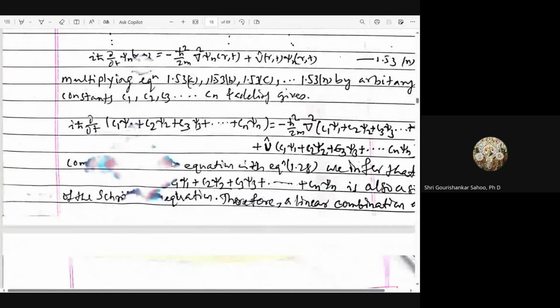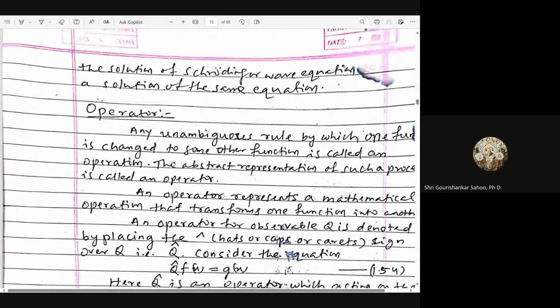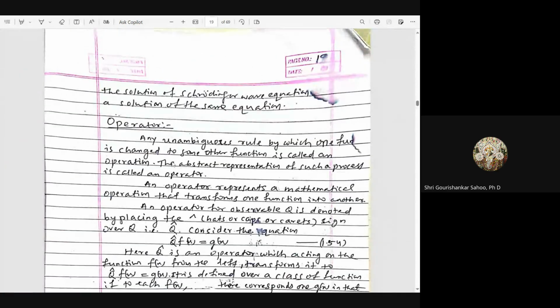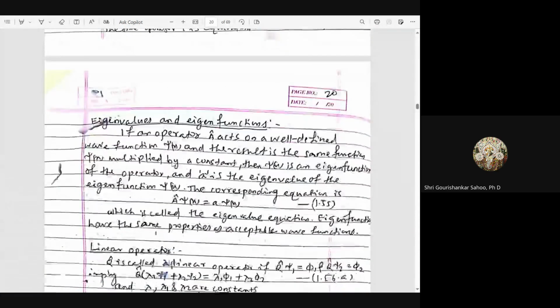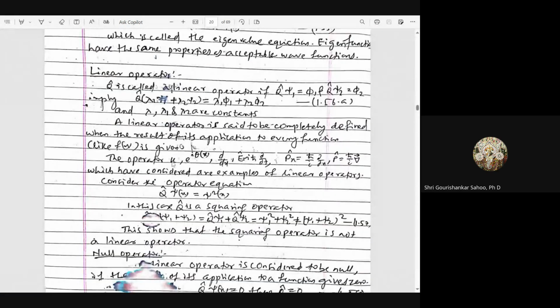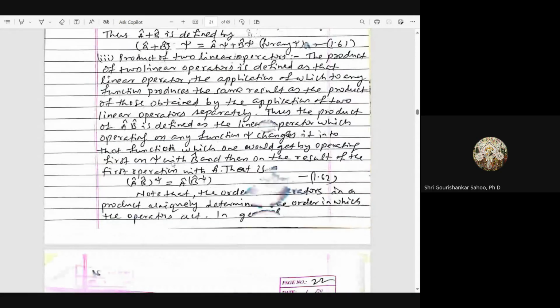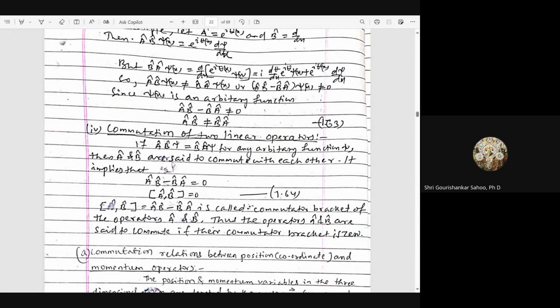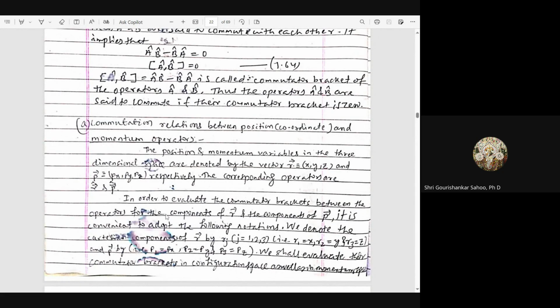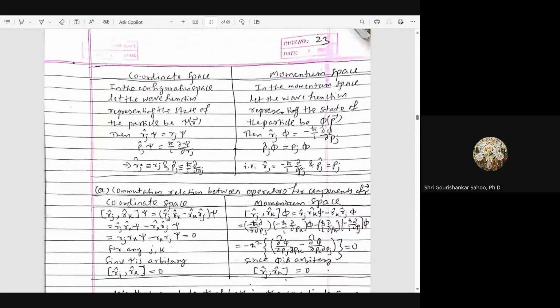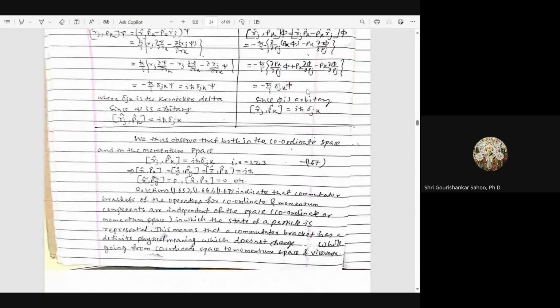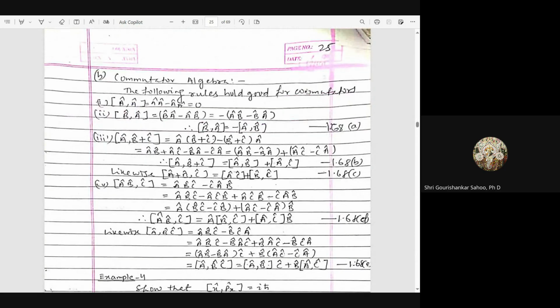So linearity and the superposition principle, the operator formalism, eigenvalues and eigenfunctions, all about linear operators, null operators, algebra, equality, addition, product, commutation of two linear operators, the commutation relation between position coordinates and momentum operators in coordinate space and in momentum space, how you can write those things. And the commutator algebra and its proof is shown on the screen.